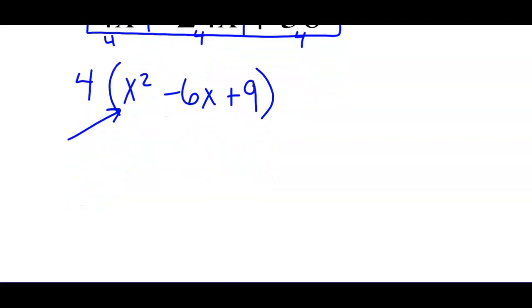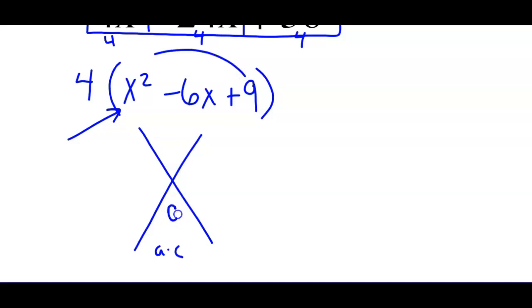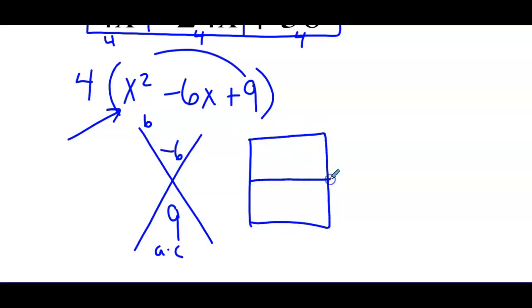So let's do our box and diamond with this. Let's set up our diamond. A times C goes here, so 1 times 9 is 9. And then my B goes here, so that's -6. I've got my box. What goes in this top corner? My A goes down here, my C. And now I have to figure out what numbers multiply to 9 and add to -6.